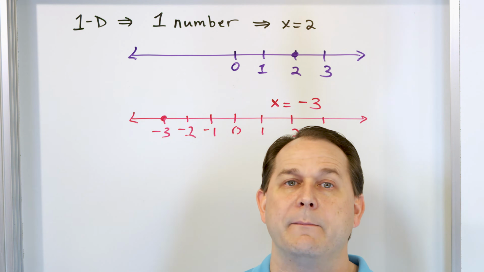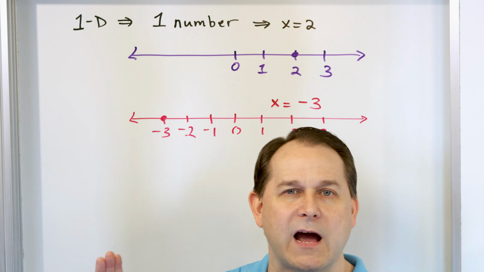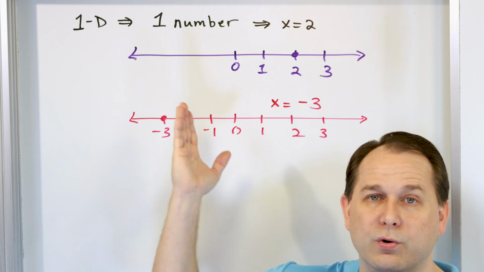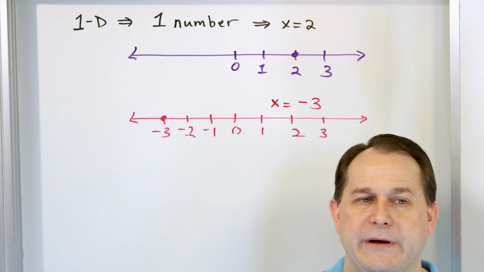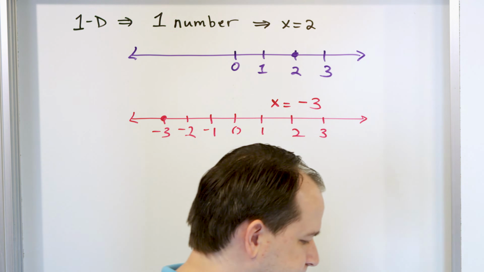Now, 2 days from now, maybe I have $15 in the bank. That's a single number. At that moment in time, 2 days from now, it's a single number. I could graph that on a number line. So a practical example of a single number graph like this would be how many dollars you have in the bank. It's just 1 number at any given time, okay?